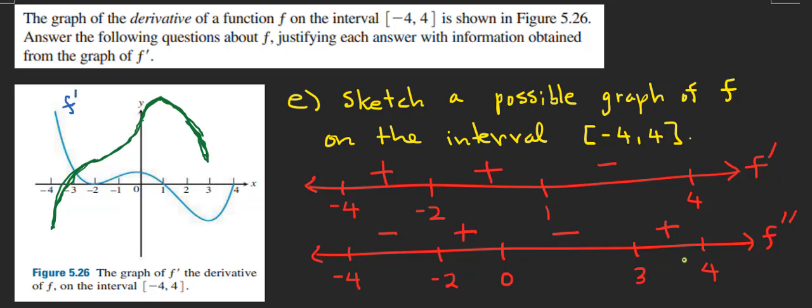Again, we don't know how far we have to go down. Now finally, 3 to 4, what's happening? 3 to 4, f is decreasing and concave up. Decreasing and concave up. So this is a possible graph of f. Of course, depending on the y values, your graph might look a little bit more above or below, but it's okay because it says possible graph of f.